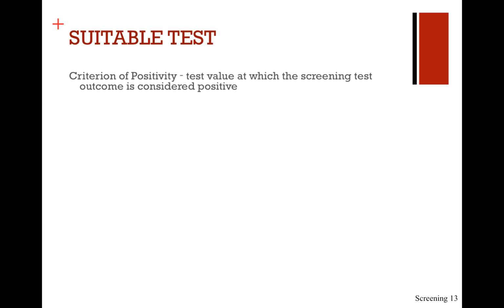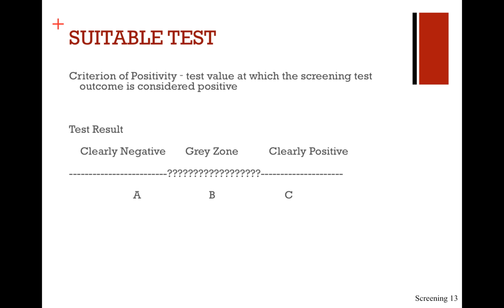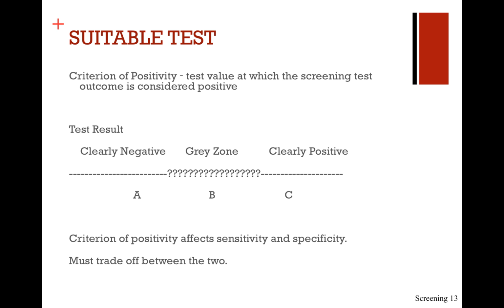The criterion of positivity is going to impact your sensitivity and specificity. And what that means is, at what point in the test is the outcome considered positive? There's no black and white, absolute yes or no in many of these diseases. Right? So there's the clearly negative zone, the clearly positive zone, and then there's a bit of a gray zone in between where it can be open to interpretation. And so there's a little bit of trade-off that happens with sensitivity and specificity.